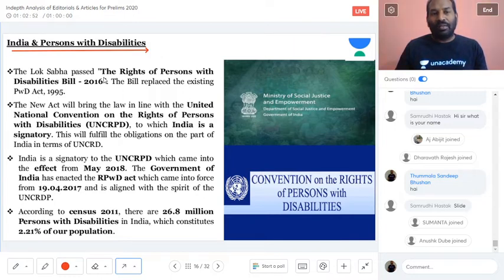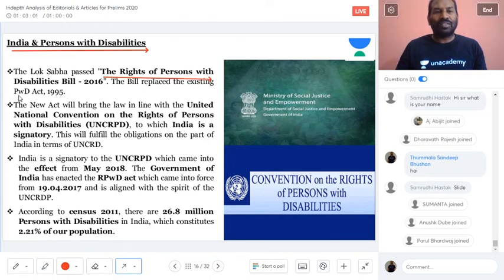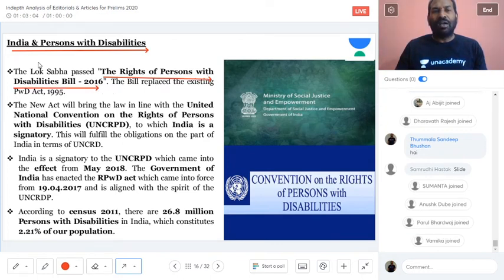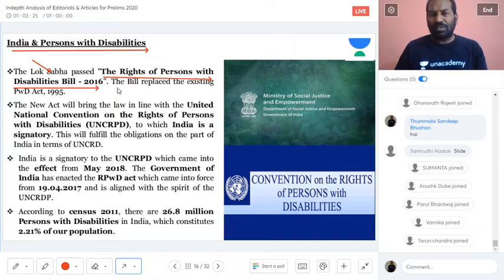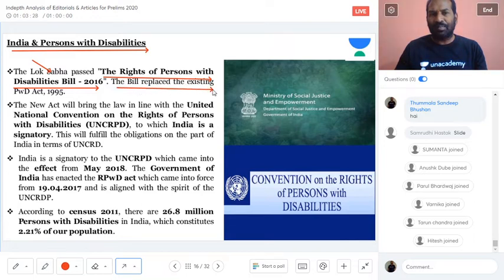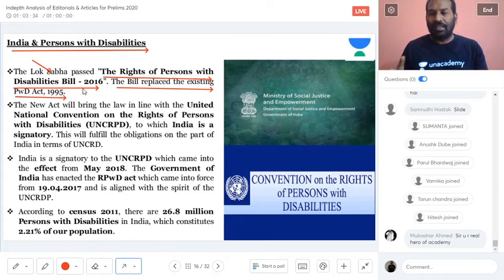The bill we are talking about, on persons with disabilities, is an act in India. The Rights of Persons with Disabilities Bill 2016 was introduced and passed in the Lok Sabha, and the bill of 2016 has replaced the already existing Persons with Disability Act 1995. That is very important.